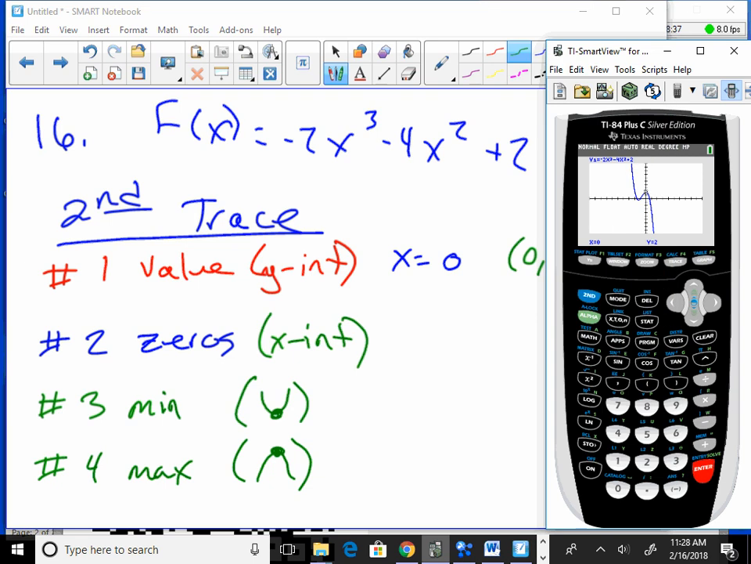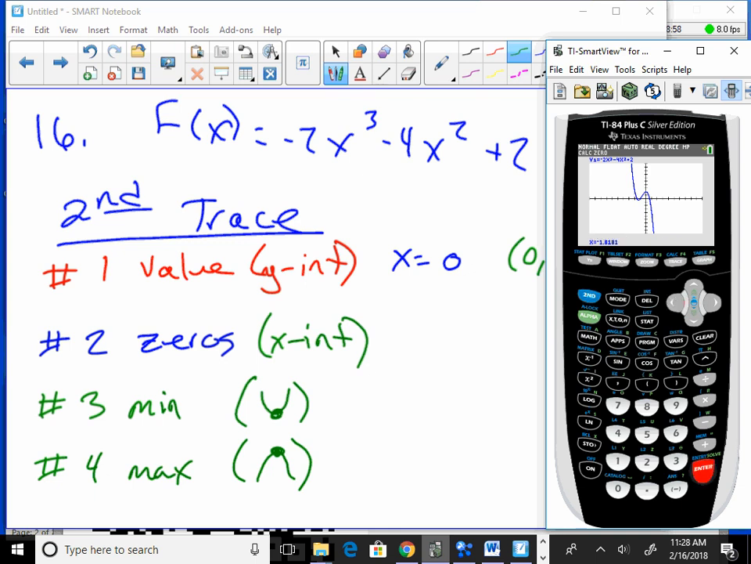Okay, then I'm going to go second trace, number 2 for zeros. Now when I do zeros, I'm going to have to do this one 3 times because I can see the graph is crossing the x-axis at 3 different times. So I need to find all 3 x-intercepts. So I'm going to start with the one furthest to the left. So it says left bound. So I just move my cursor to the left of my furthest left 0, hit enter.